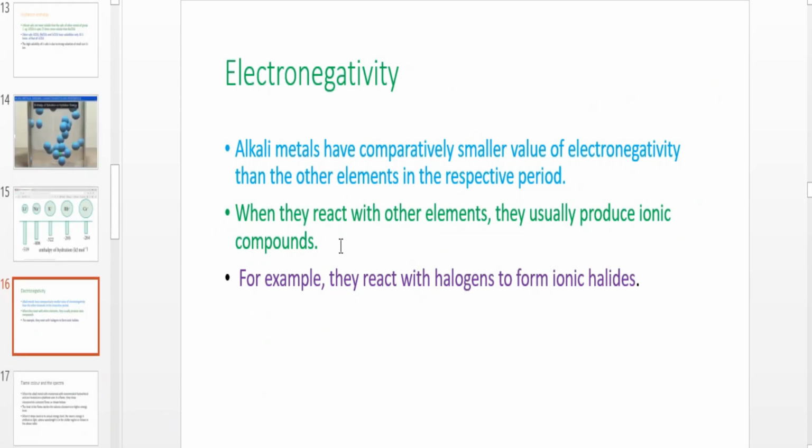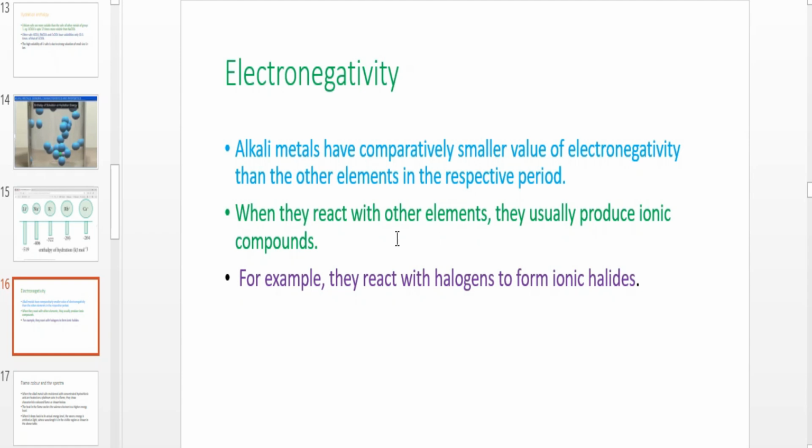Electronegativity. What is electronegativity? The tendency to attract electrons is called electronegativity. Alkali metals have only one electron in their outermost orbital, so they cannot gain 7 more electrons to attain an octet configuration.